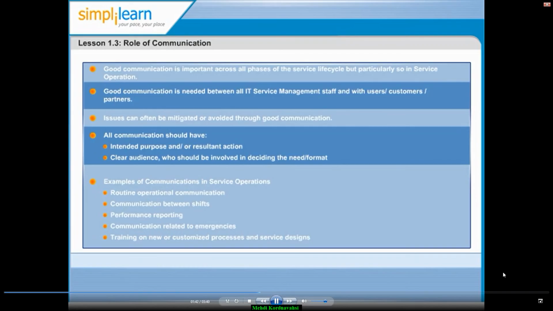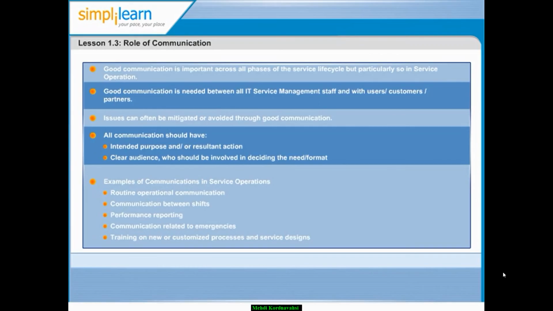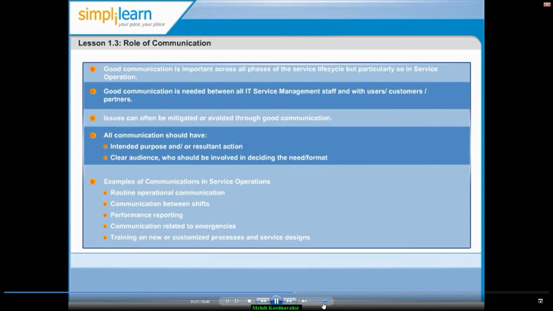So managing these conflicting priorities and teams and technology in service operation highlights the importance of communications. The importance of communications also lies in the fact that issues that could be between users, partners, customers, or internal teams can often be mitigated or avoided through good communication.